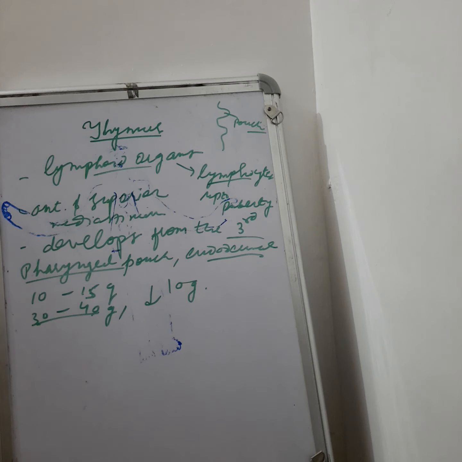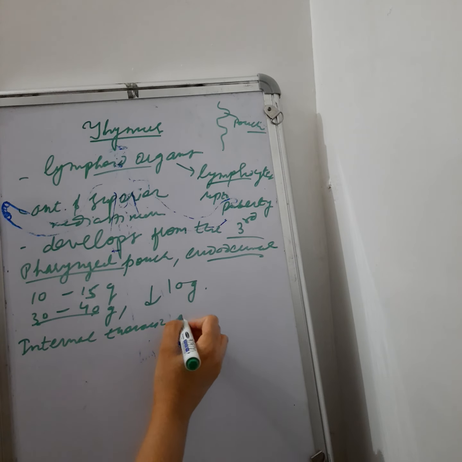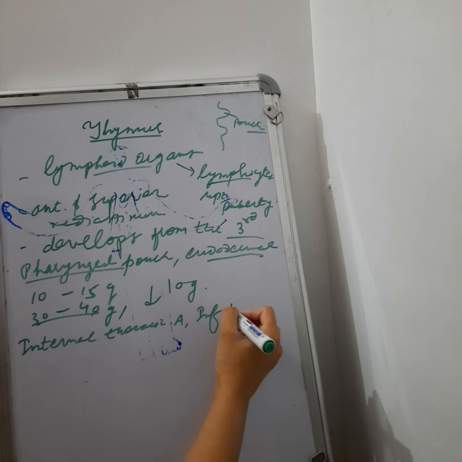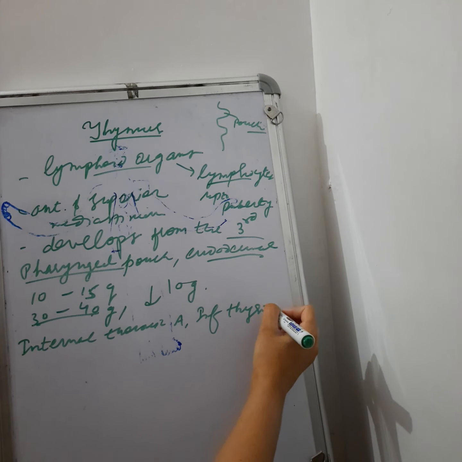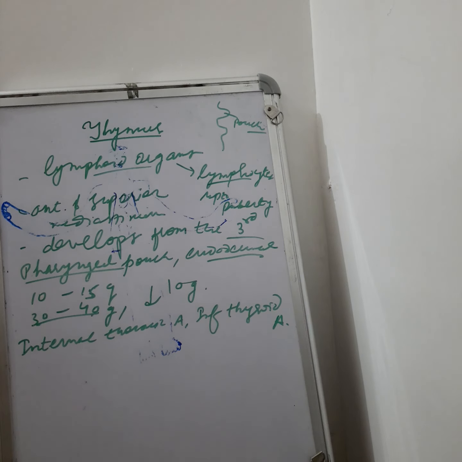In the case of the thymus gland, blood supply is from the internal thoracic artery and the inferior thyroid artery. The nerve supply is by the phrenic nerves, which also supply the diaphragm.